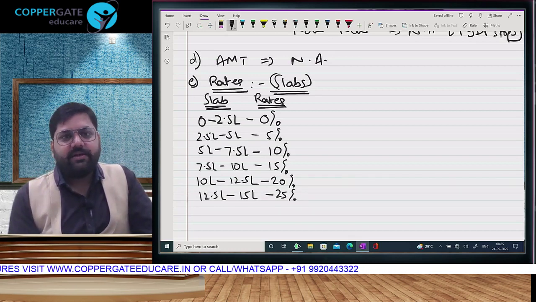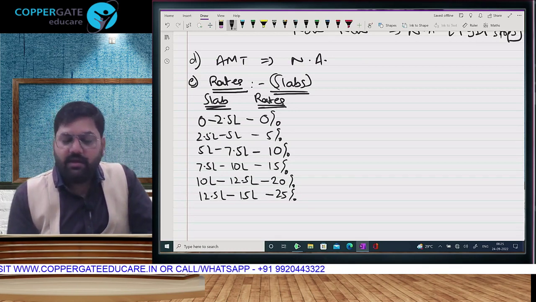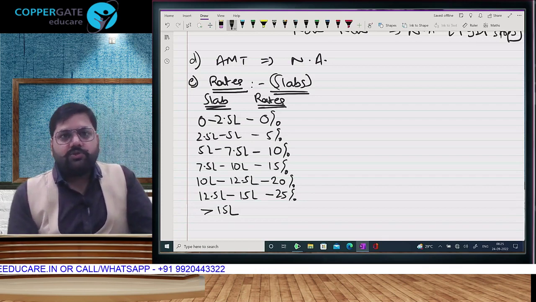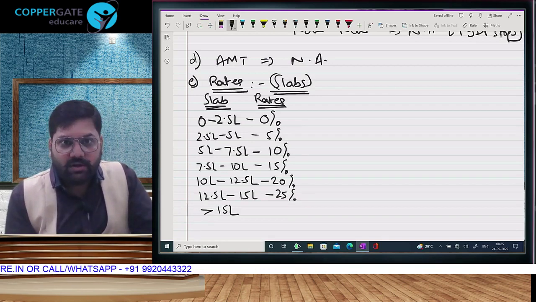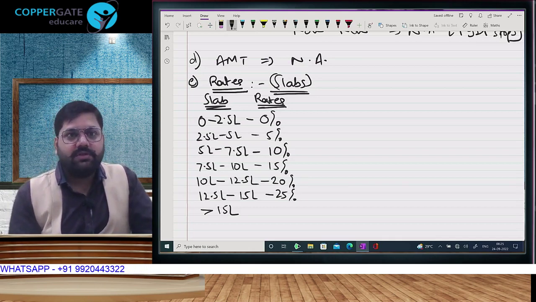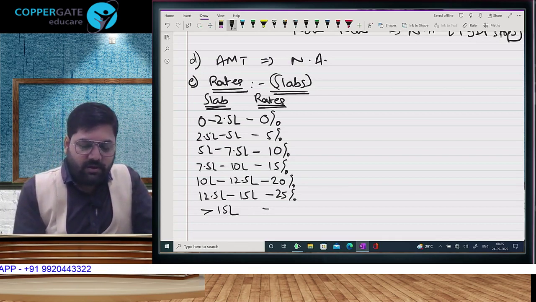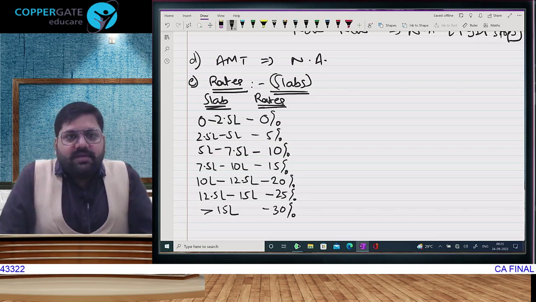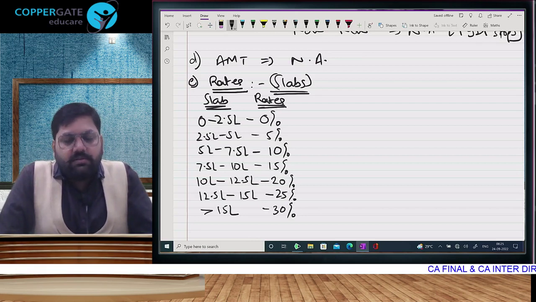So we are continuously increasing your slab by 2,50,000 and your rate by 5%, and finally after 15 lakh, so what status 10 lakh holds in the old regime, that status 15 lakh holds in the new regime. Your rate will be 30%. These are the slabs announced by auntie as per the new regime.